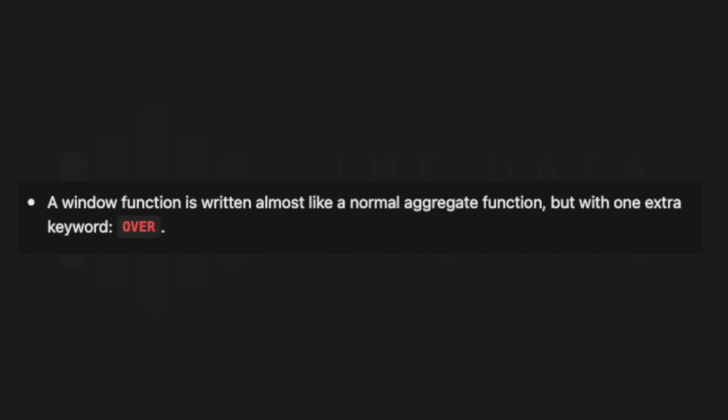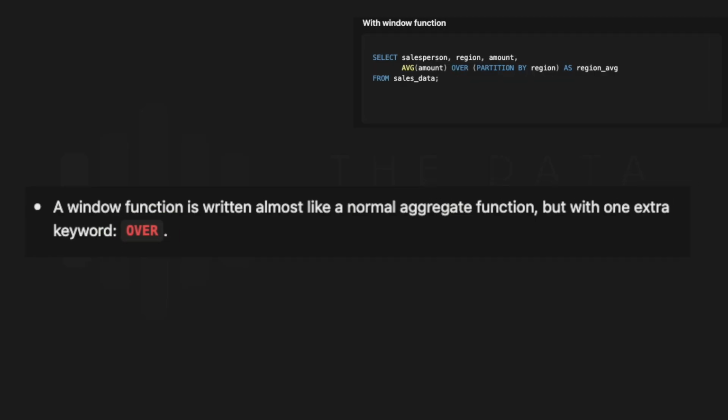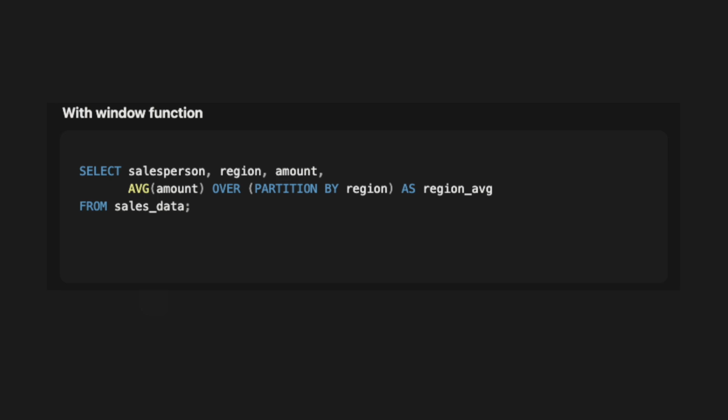Enough of too much talking. Let's go a bit technical and try to break it down. I know you like going technical with some of these things. A window function is written almost like you would write your normal aggregation function, but with one extra keyword, and that word is OVER. That OVER keyword tells SQL, don't collapse the rows. Instead, calculate this function across a sliding window of rows.